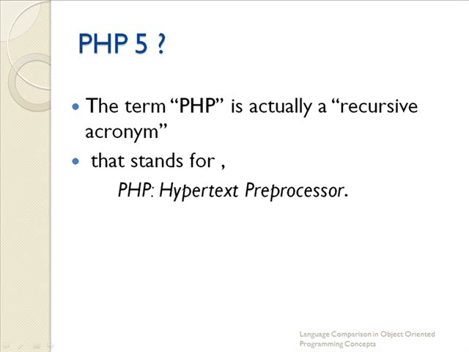Starting with PHP 5, the object model was rewritten to allow for better performance and more features. This was a major change from PHP 4. PHP 5 has a full object model.